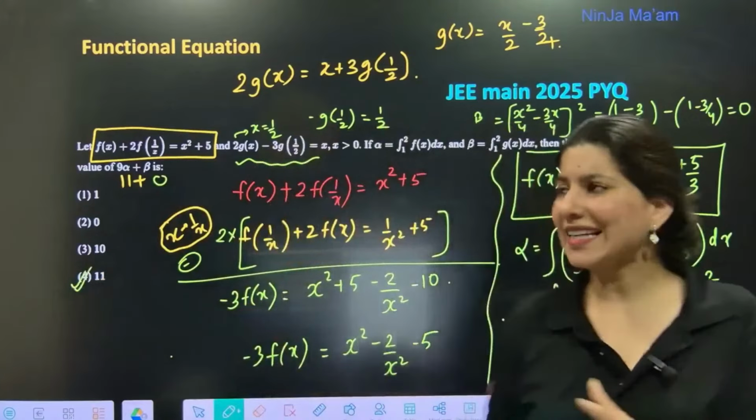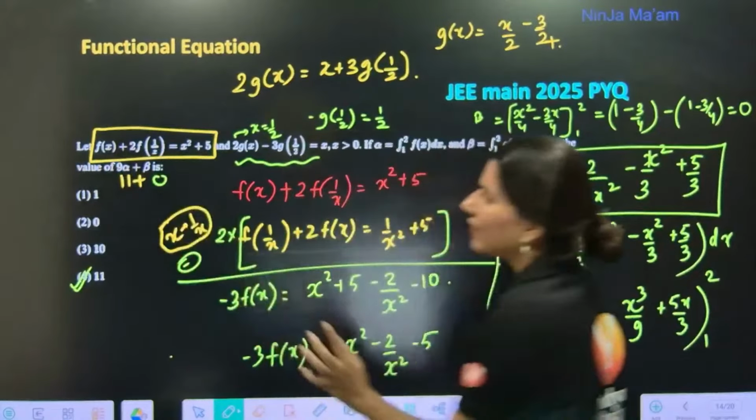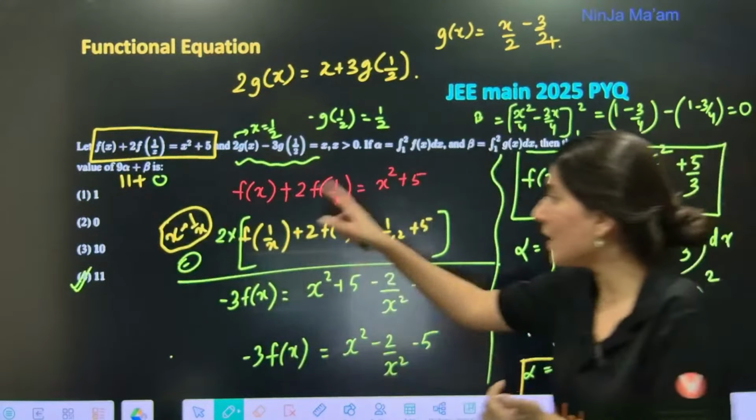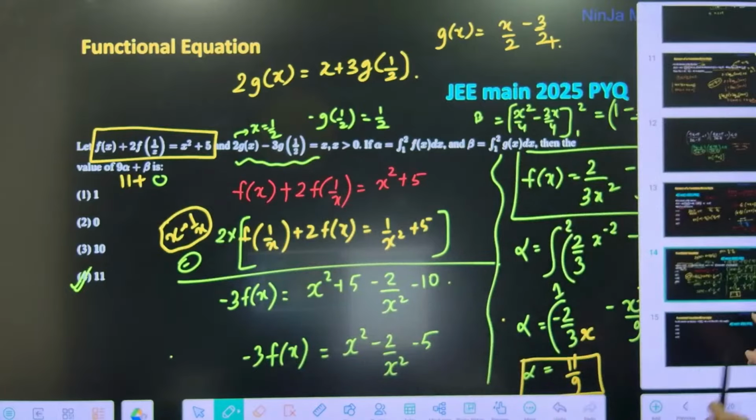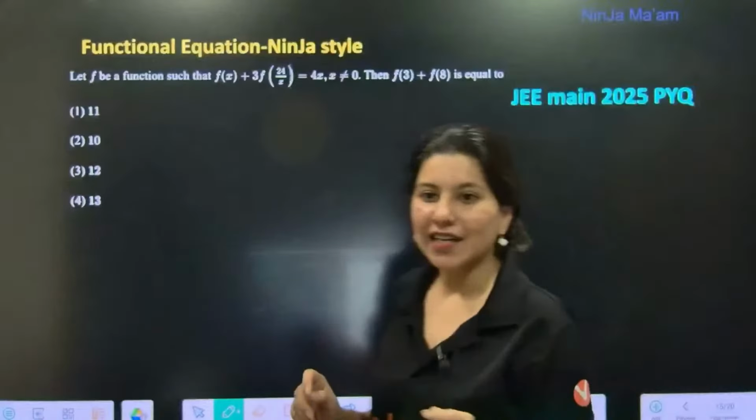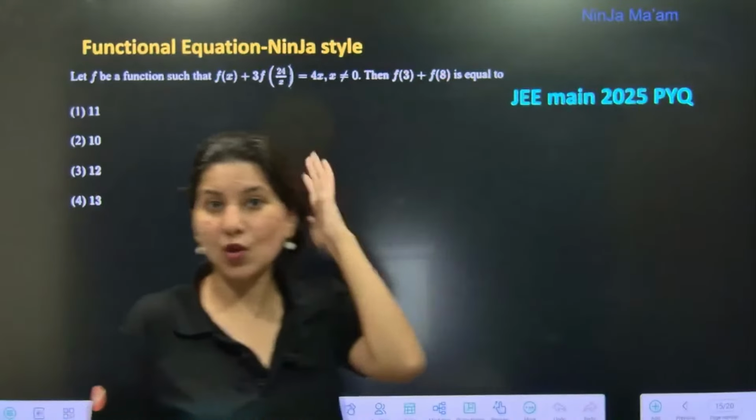Basically the integration is the second part, but you have to focus on how to solve f of x and f of 1 by x type of equation. This is the core. In fact, 2 more questions were given of the same kind. But sometimes, Ninja style also can be done in this question if you want to avoid calculation.